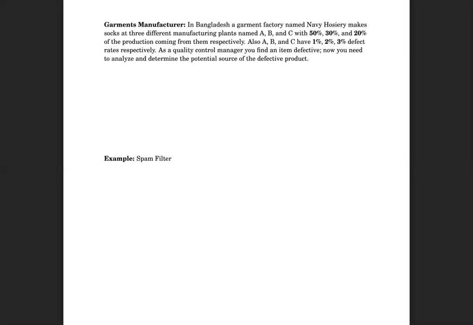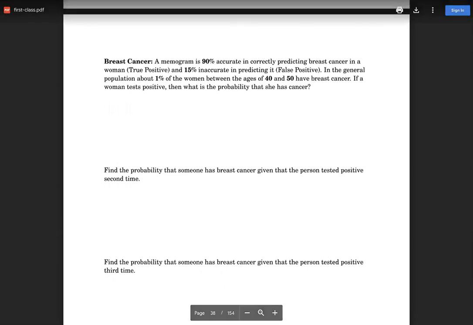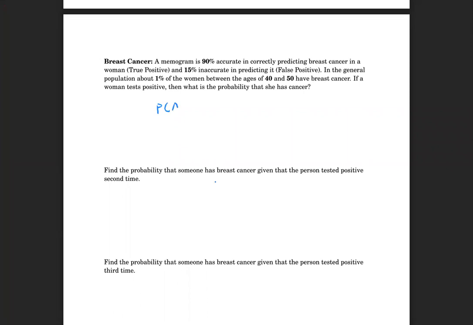Good morning, everybody. So we are going to continue with Bayes' theorem. Just to remind you, the formula for Bayes' theorem is this: probability of A given that B has happened is the same as probability of B given that A has happened, times the probability of A, all of it divided by the probability of B. And that's Bayes' theorem.